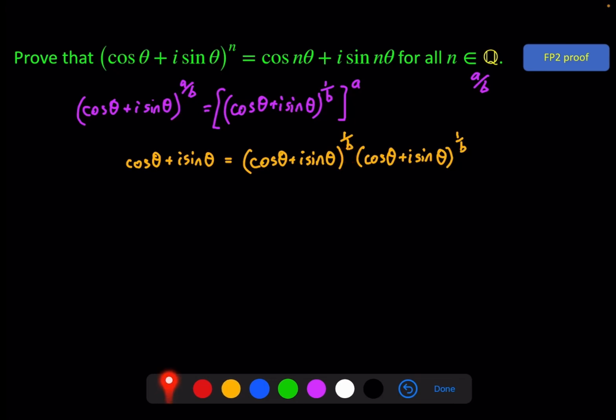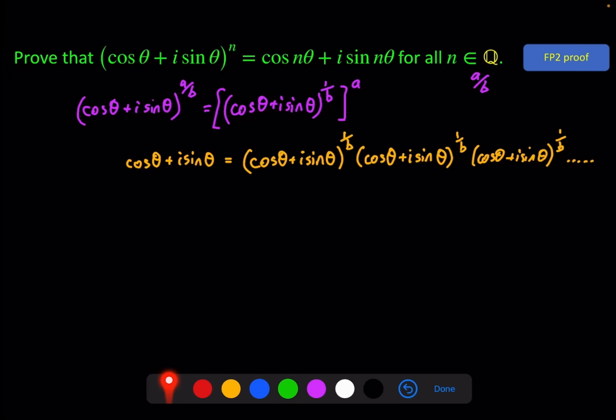So if this was a square root and this was a square root, this times this would equal this with a power 1. Of course, if b was a 3, then we would need another one. And so on. So we can multiply as many of these as we need to make the 1 over powers add together to give us a whole. And there are two things to consider here that make this useful.